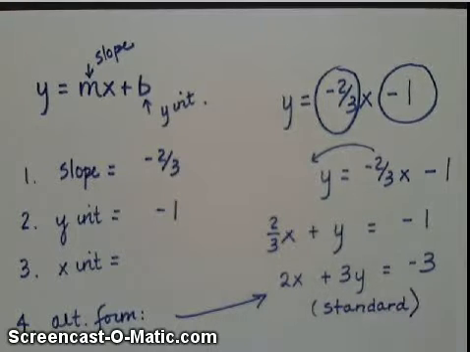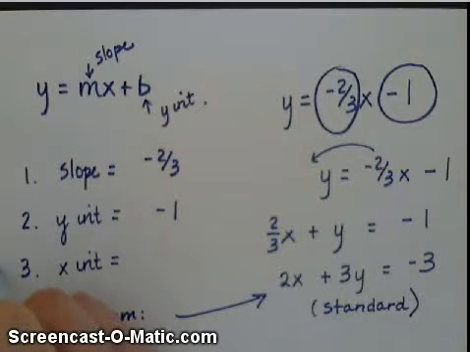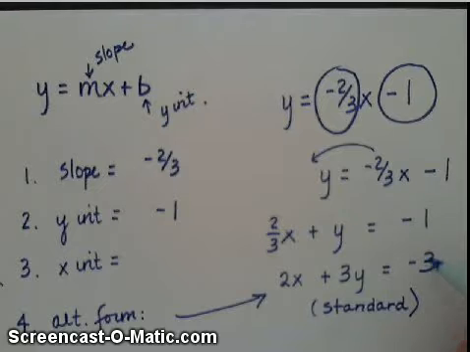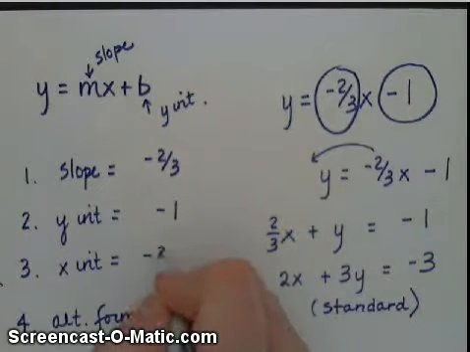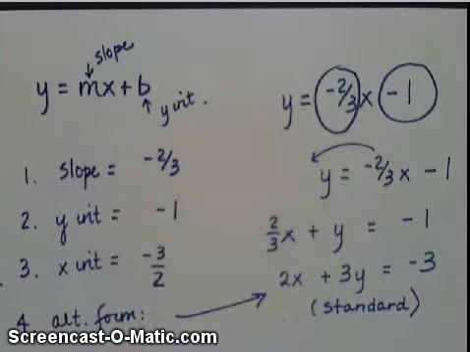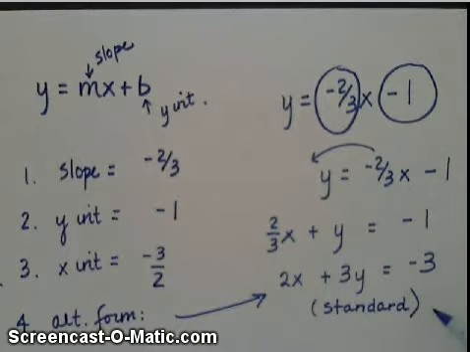The great thing about going to standard form is it's very easy to find the x-intercept. It is defined as c over a. This is c, this is a, so your x-intercept is negative 3/2. There are other ways to find that. You can let y be 0 and solve, but this is the easiest way to come from the standard form.